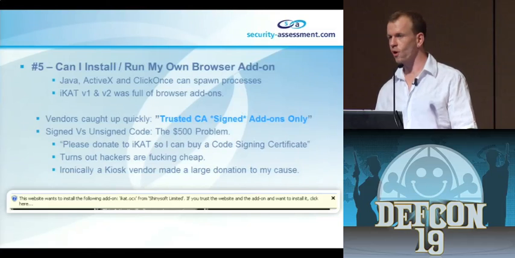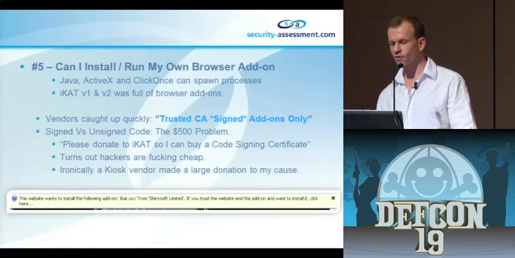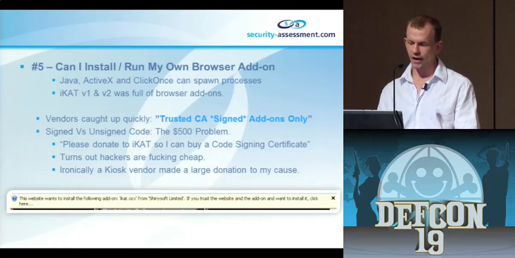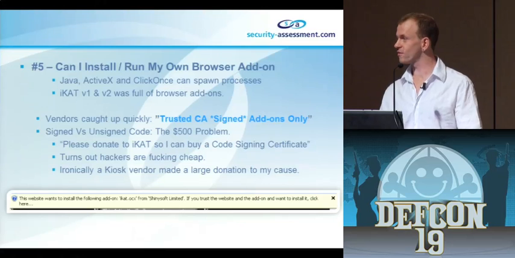Then I try and install my own browser add-ons, my own browser plugins. So iCat has Java, ActiveX, clips. I got all sorts of things. Now, iCat 1 and 2 was full of all these add-ons. I had so many cool little nifty plugins, and all of them were unsigned because I don't have a code signing cert. And the vendors saw this as a great opportunity to mess with me.